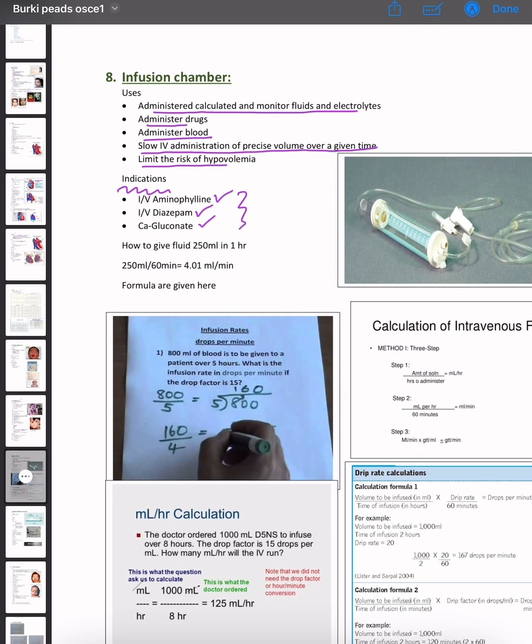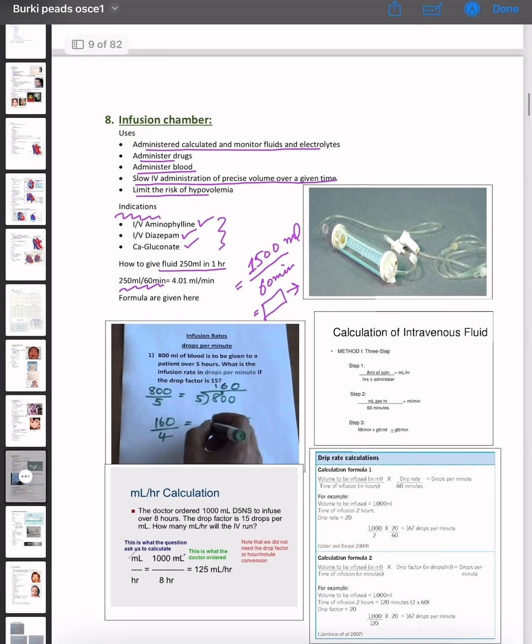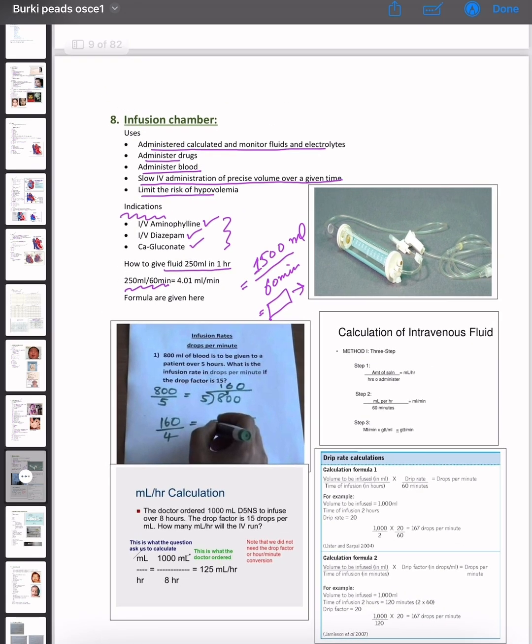How to give fluid 250 ml in 1 hour? 250 ml per 60 minutes is equal to 4.01 ml per minute. The fluid amount is divided by 60 per hour. That is, if it is 1500 ml, let's suppose, then divide it by 60 minutes, and whatever the result is, that amount of fluid is infused in 1 hour. Okay, this is the infusion chamber.